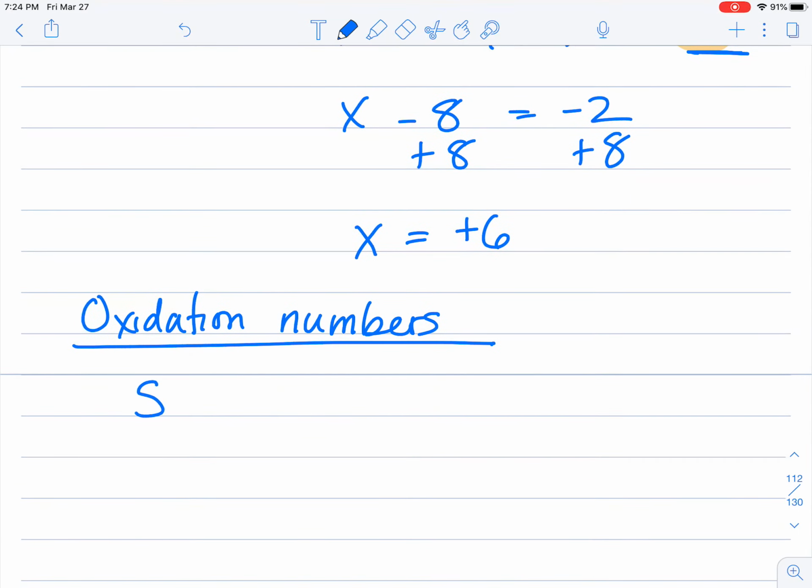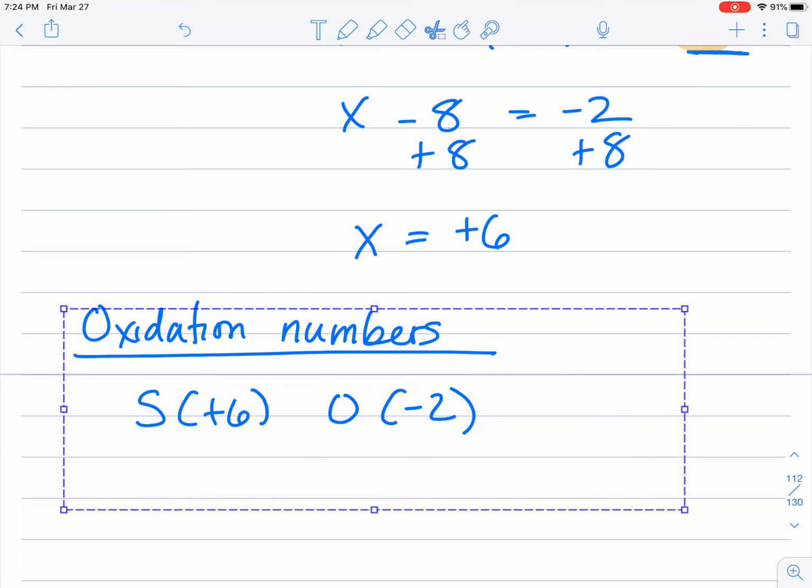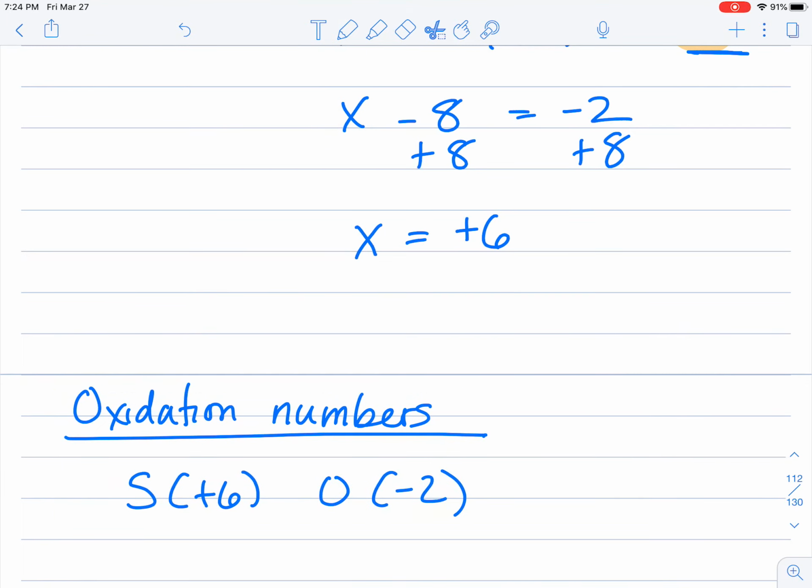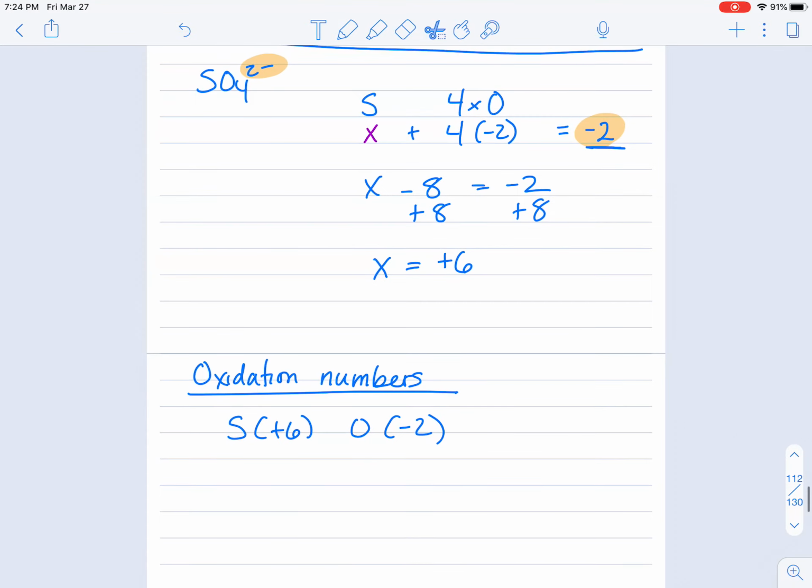All right, so we said sulfur was +6 and oxygen was -2. So I hope this is making sense how to find our oxidation numbers. We want to set it up just like an algebra equation. There's only going to be one element that you don't know the oxidation number for. You'll know all the other elements, and you'll always know what it equals.